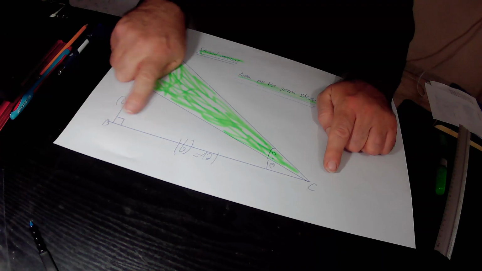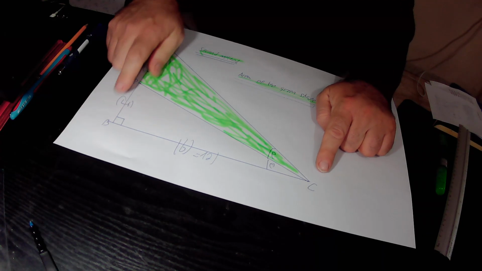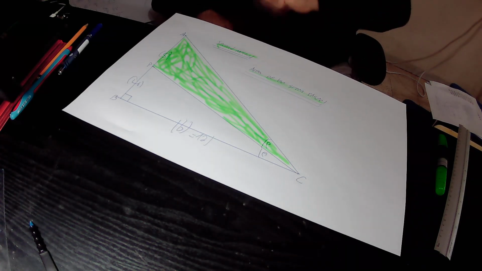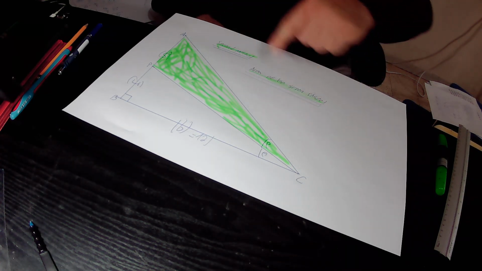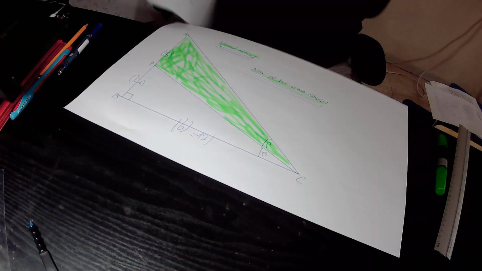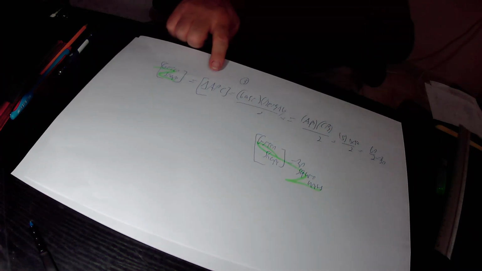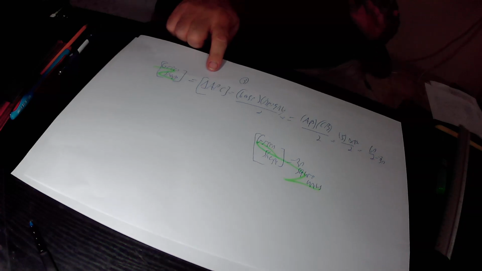So BC equals 12. Our task is to find the area of the green shape. What is the green shape? The green shape is the green triangle APC. So here our task is to find the area of the green triangle APC.